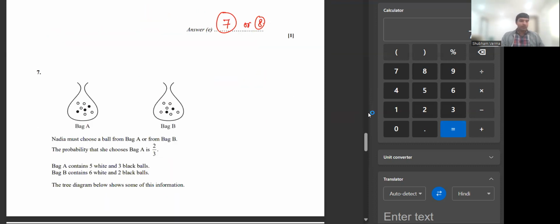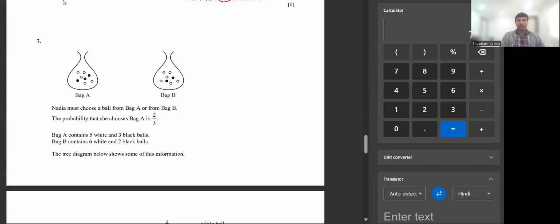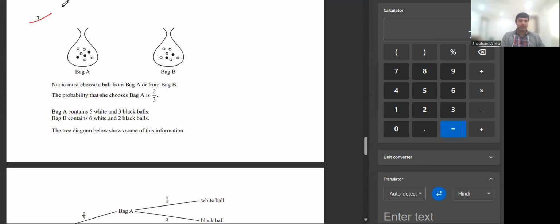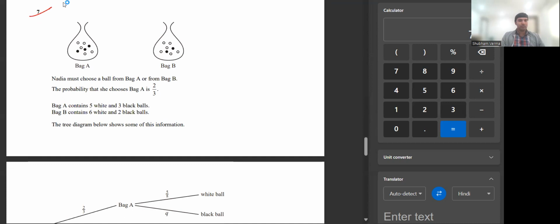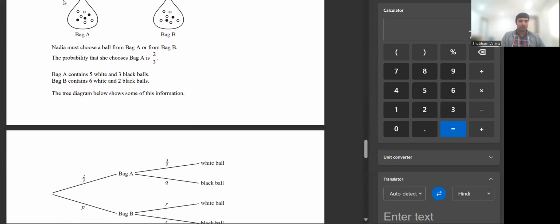Fine. Next one. Question 7 says there are two bags, as we can see here. Nadia must choose a ball from bag A or from bag B. The probability that she chooses bag A is 2 by 3. Now, what will be the probability of choosing bag B? Bag A contains 5 white balls and 3 black balls, so the total over here is 8. Bag B contains 6 white and 2 black balls, so the total is also 8.